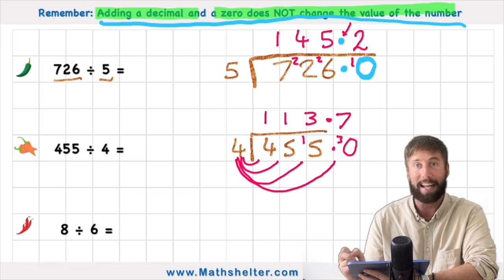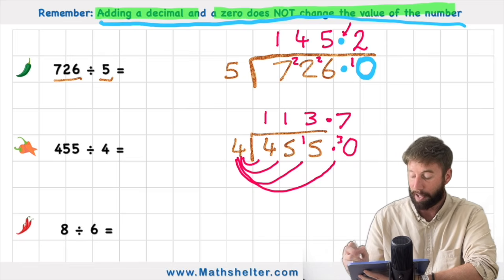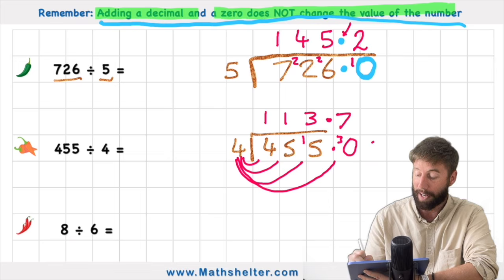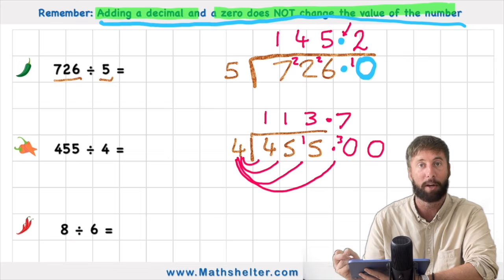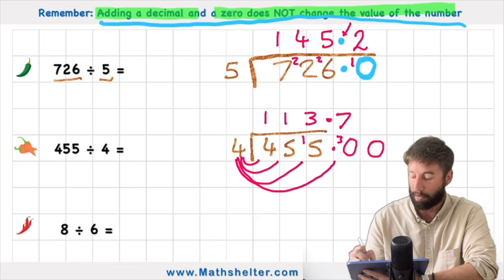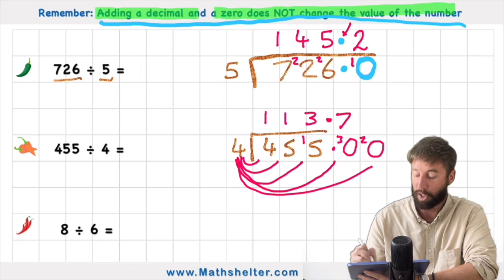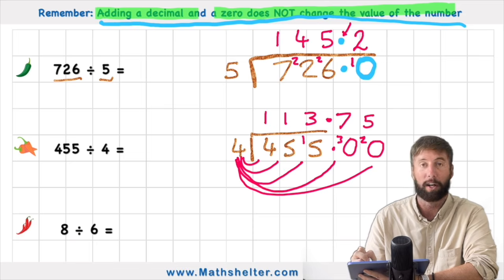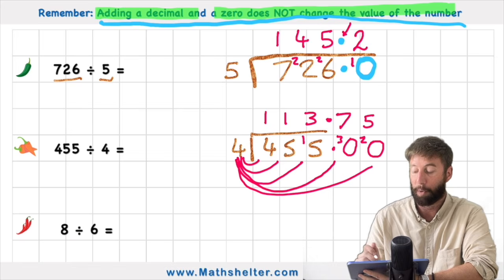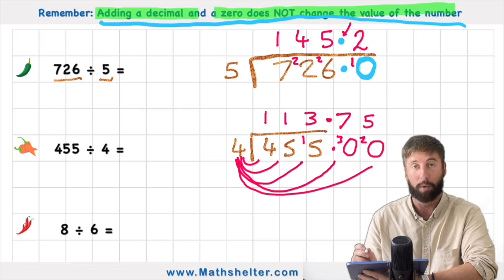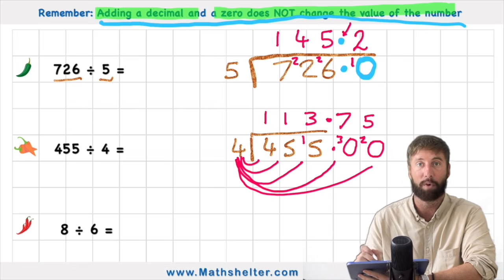But again, I had some left over. This time I had 2 left over. So I can actually add another 0 into my hundredths column. And again, that doesn't change the value, so I'm not doing anything wrong. Carry my 2 across, leaving my last question. How many 4s are there in 20? And there are 5. So my answer is 113.75. Or in other words, 113 and 75 hundredths.